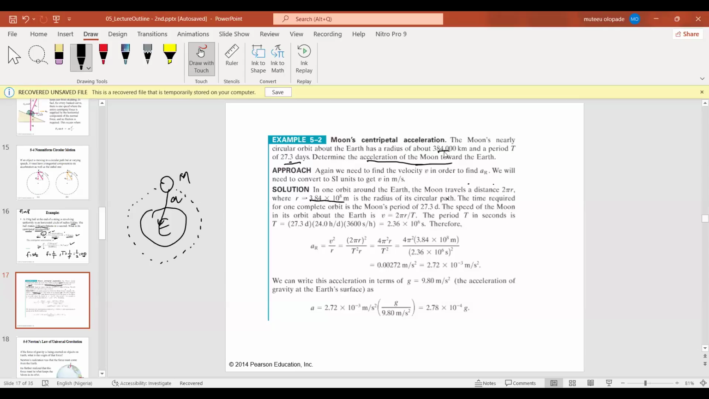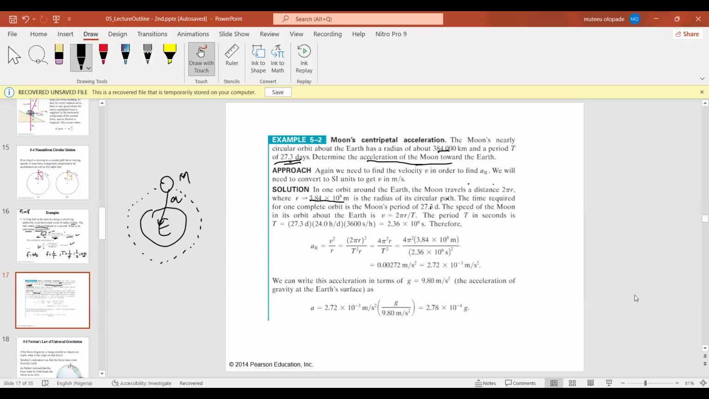This is what we have here. It is the radius of its circular path, so that's the radius of the earth. The radius of the circular path is given here, and we have it in meters. That's the radius. So the time required for one complete orbit is 27.3 days, like we have here.